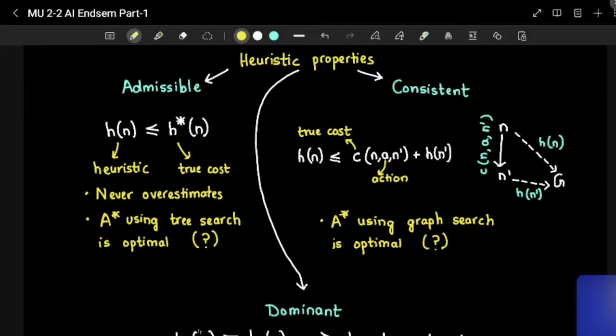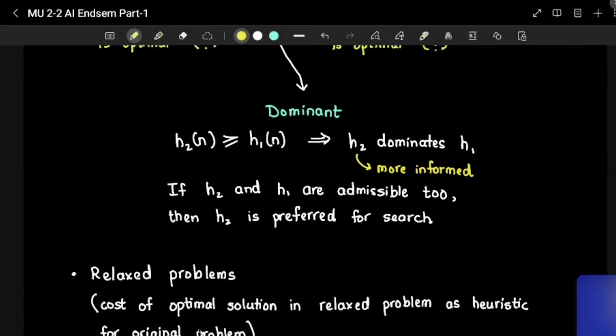There is one more theorem. It states that if you know that the heuristic is consistent and you use A star, using graph search for A star will give you an optimal solution. I do not have the justification for this as well. The other property is dominance. Basically, if one heuristic is greater than the other heuristic, then that heuristic is dominant. Or in other words, you can say it is more informed.